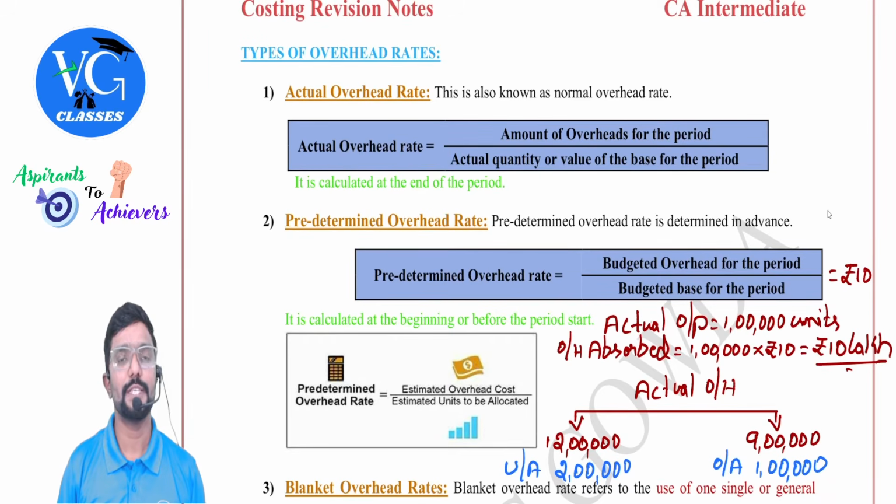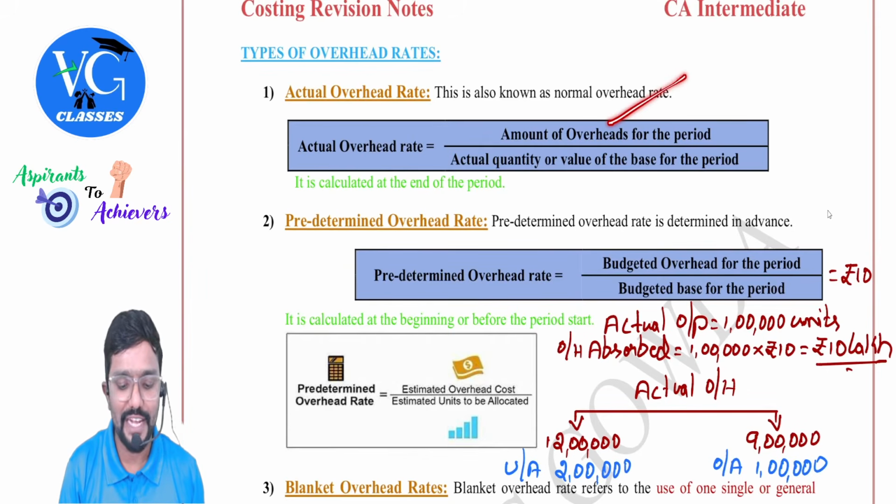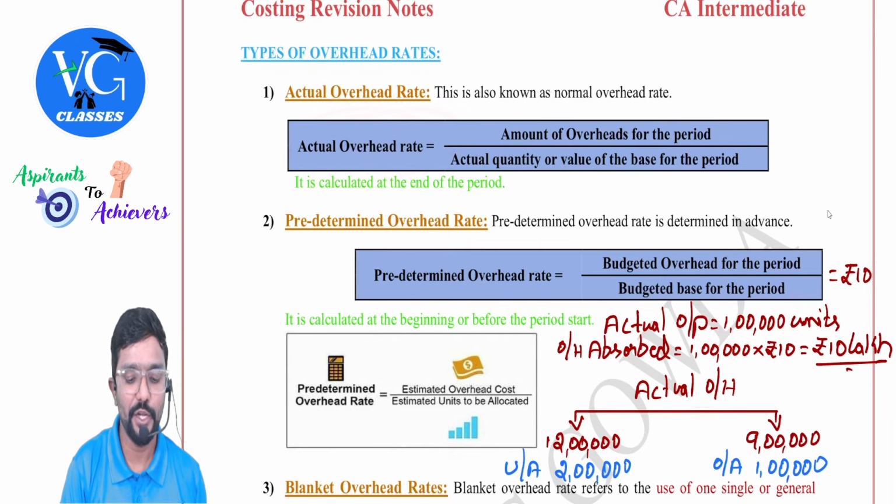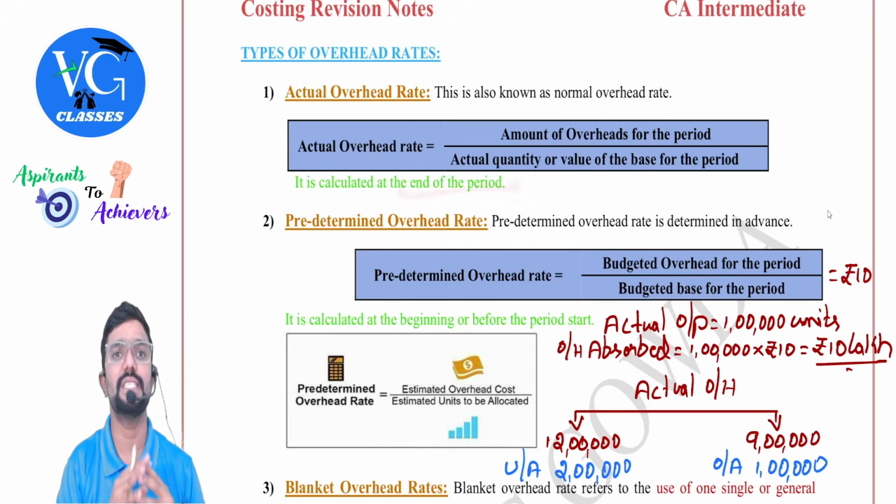I repeat, assume you have waited till the end of the year. Now you know what the actual overhead is and what the actual output is. If you divide the actual overhead by the actual output, what do you get? The actual overhead rate. When do you calculate it? At the end of the period, once all the activity is done and closed.